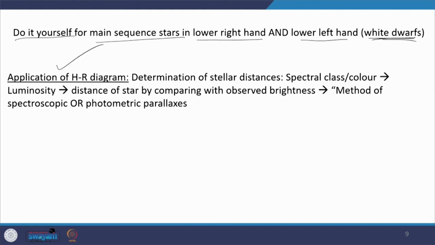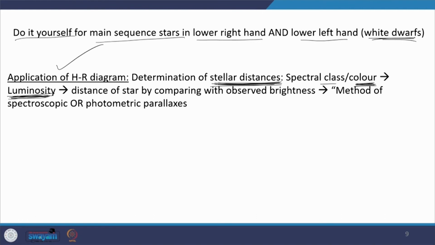Now, one of the important applications of this HR diagram is the following. If I want to measure stellar distances, the distances between stars, there is an interesting indirect method. What is that? On Earth, you measure the spectral class or color. Do you remember earlier in the table I gave you spectral codes O, K, M, like that. So, you measure the spectral class or color, and from that you find out the luminosity from the HR diagram.